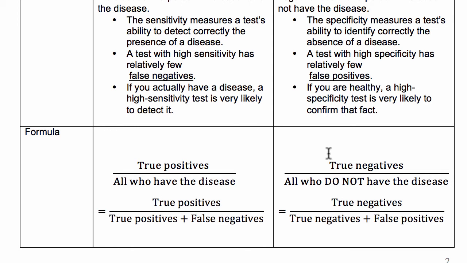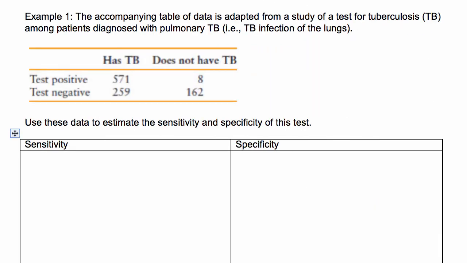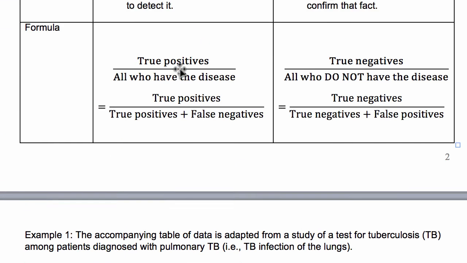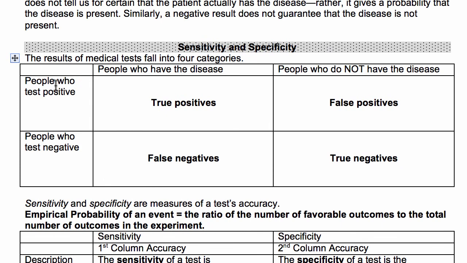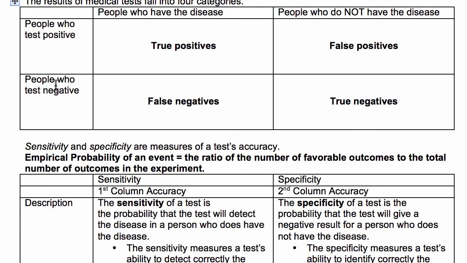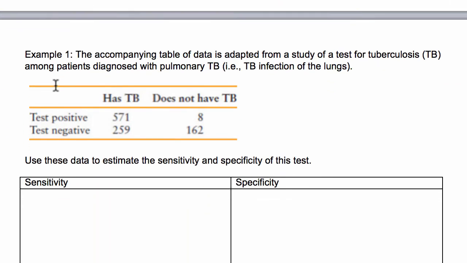Let's try an example. Example 1. The accompanying table of data is adapted from a study of a test for tuberculosis, TB, among patients diagnosed with pulmonary TB, that is, a TB infection of the lungs. Use the data in the chart to estimate the sensitivity and specificity of this test. Note that the rows and the columns of this chart represent the same thing as the rows and the columns in the chart on the previous page. The difference is we are now specifying the disease to be tuberculosis.